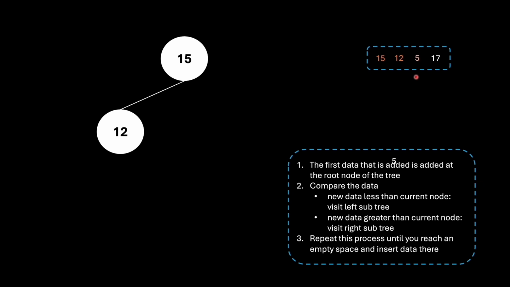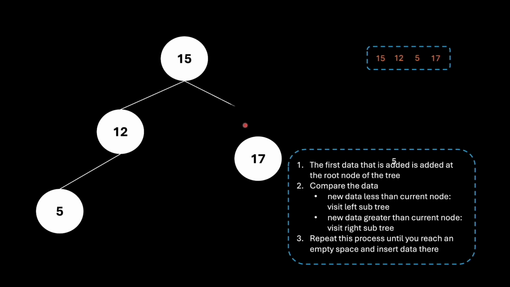Now let's add 5. 5 is less than 15, so we will visit the left subtree. We can't add 5 here because there's 12, so we will have to compare 5 with 12. 5 is also less than 12, so we will visit the left subtree of 12. And here we have an empty space, so we can add 5 here. And then we will add 17. 17 is greater than 15, so we will have to visit the right subtree. And there's nothing here, there's an empty space, so we can add 17 right here. So yeah, I hope this makes sense to you.